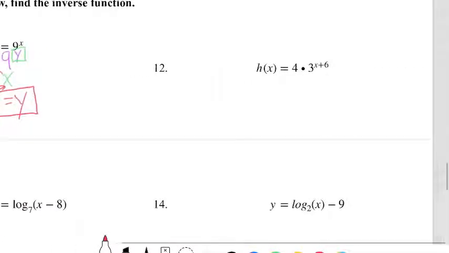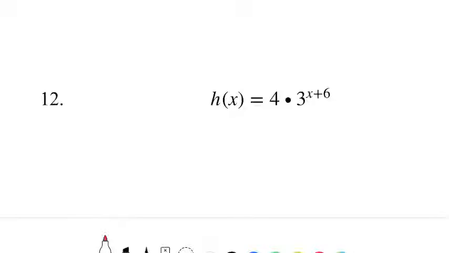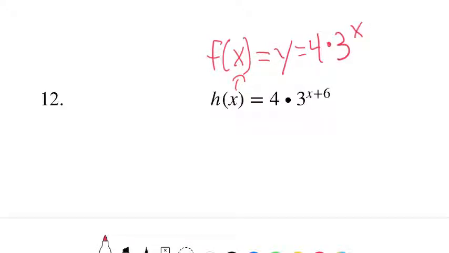So that would be our inverse equation. So let's do 12. 12, there's a little bit more involved. 12, we still have to flip it. Right now, there's no y. Why is that able to happen? Well, this h of x is the same thing as f of x. And f of x we can change to y. So this whole thing can be changed to y equals 4 times 3 raised to the x plus 6.